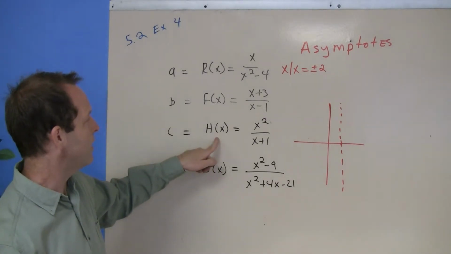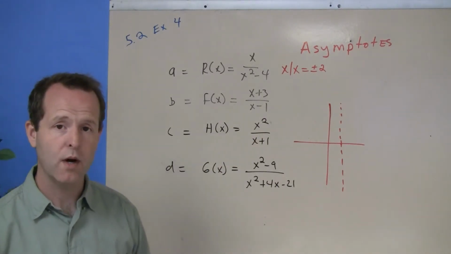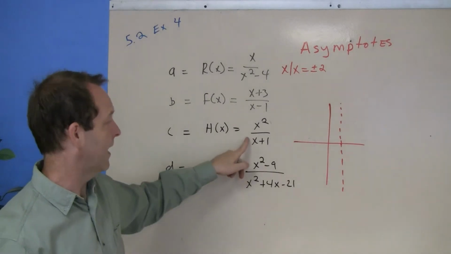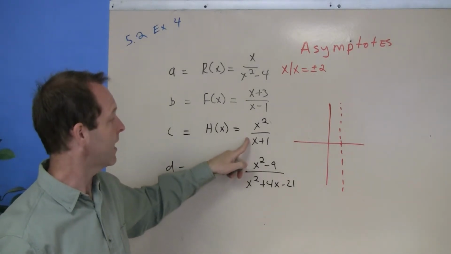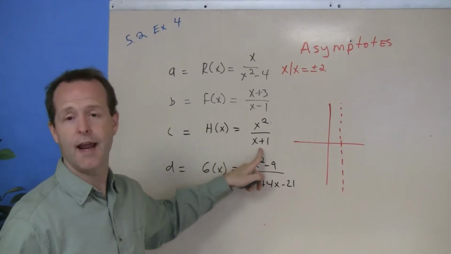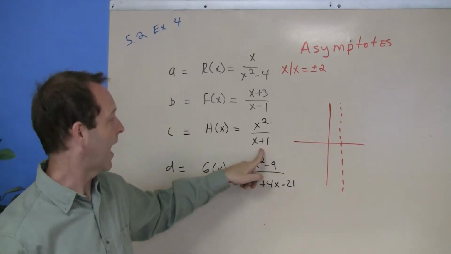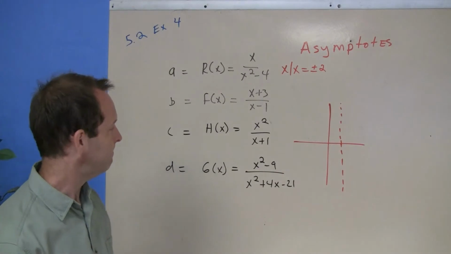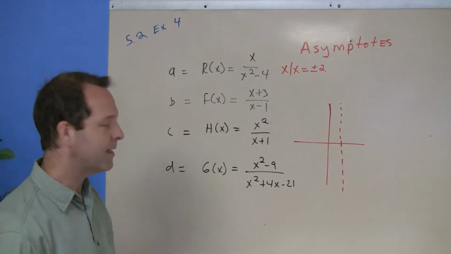On the third one, h of x equals x squared over x plus 1. Well, it's in lowest terms. I can't factor it down. And once I can't factor it any farther, I can look at the denominator and find out that I have a vertical asymptote at negative 1. The next one is a little bit different.